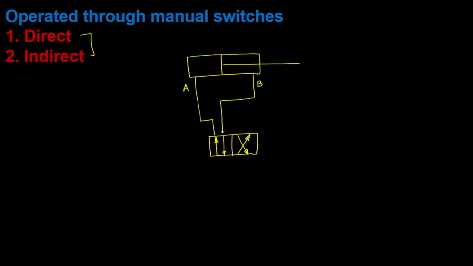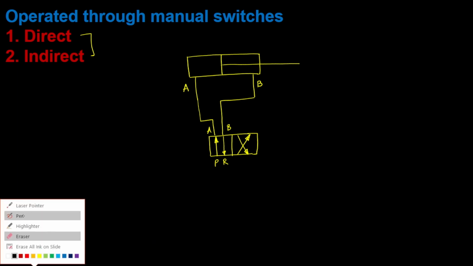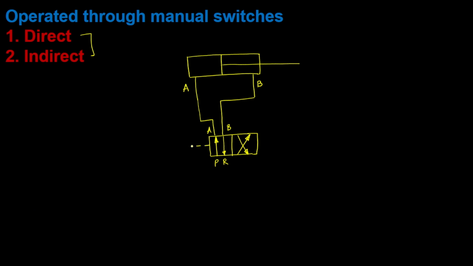Okay. A and B are connected here, which are port A and B. This is pressure line and this is return. Now in the previous example, in the direct, we have created it in this way. Now what we are going to do here, we are not going to control this liquid or fluid directly, but we are going to put another remote line.